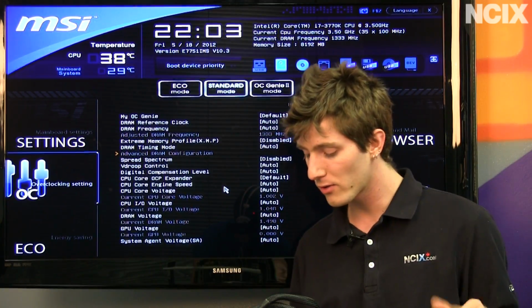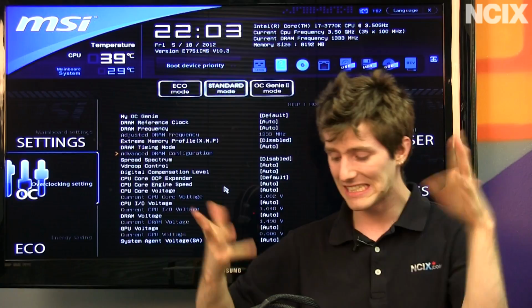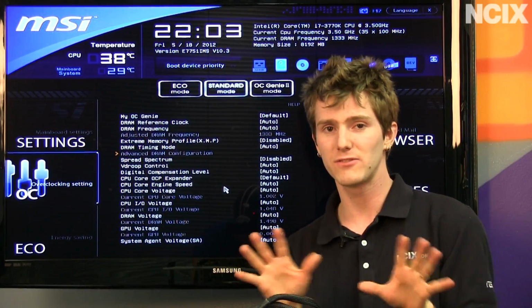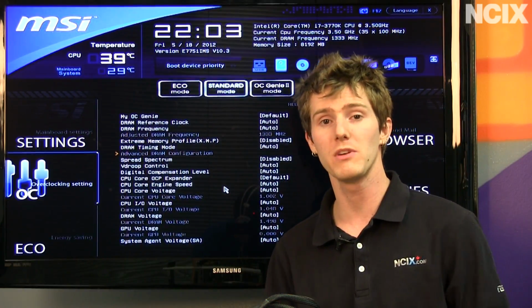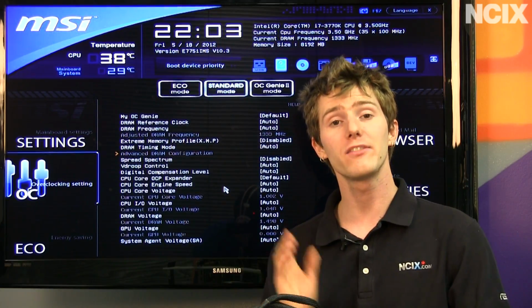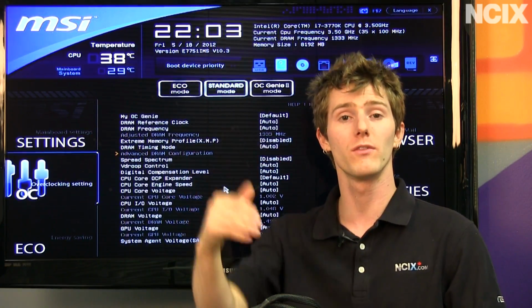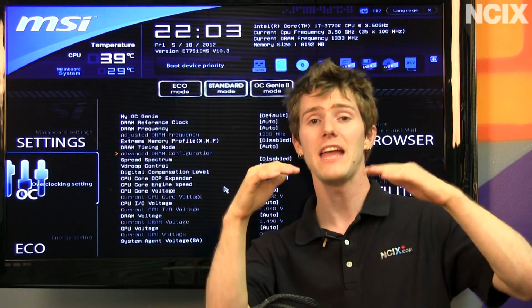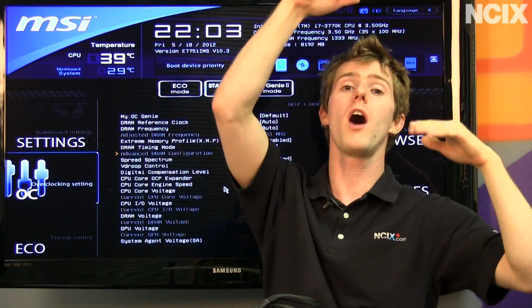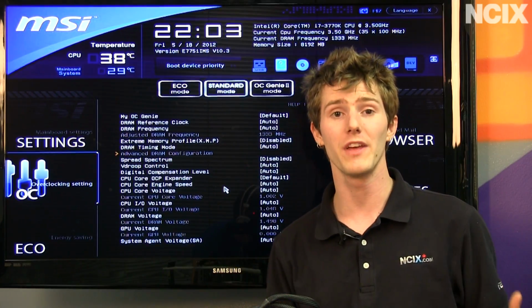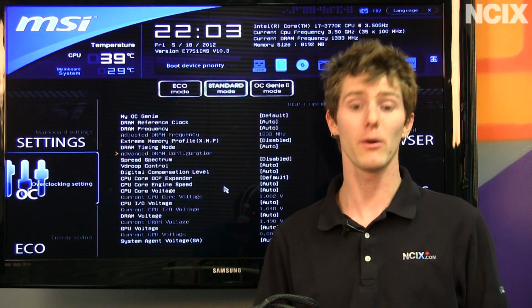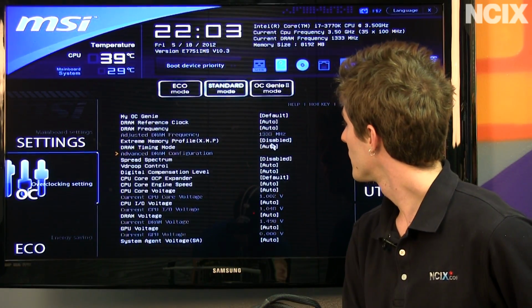I wouldn't really recommend going any higher than like 1.4-ish, 1.35 to 1.45 volts, especially because Ivy Bridge really stops scaling past a certain point as you add more voltage. So you bump a little bit and you get a huge reward, and then you bump a lot and you get a very small reward other than, well, more heat and more power consumption.